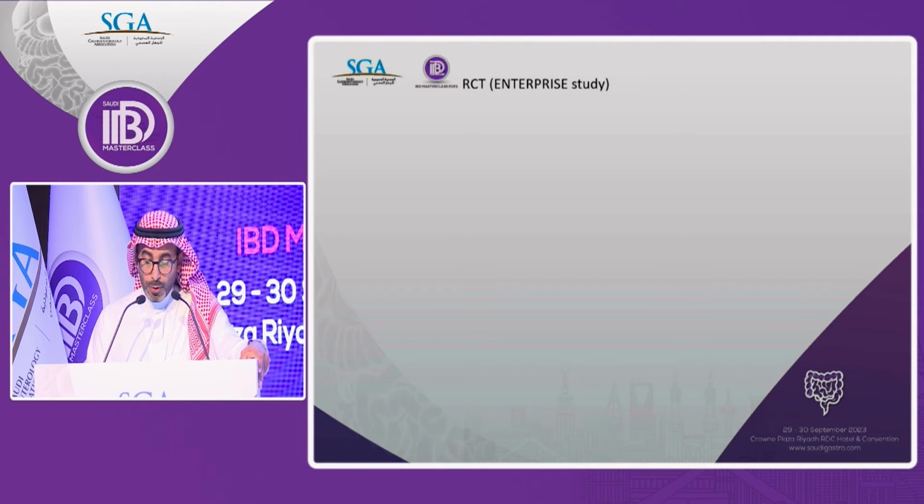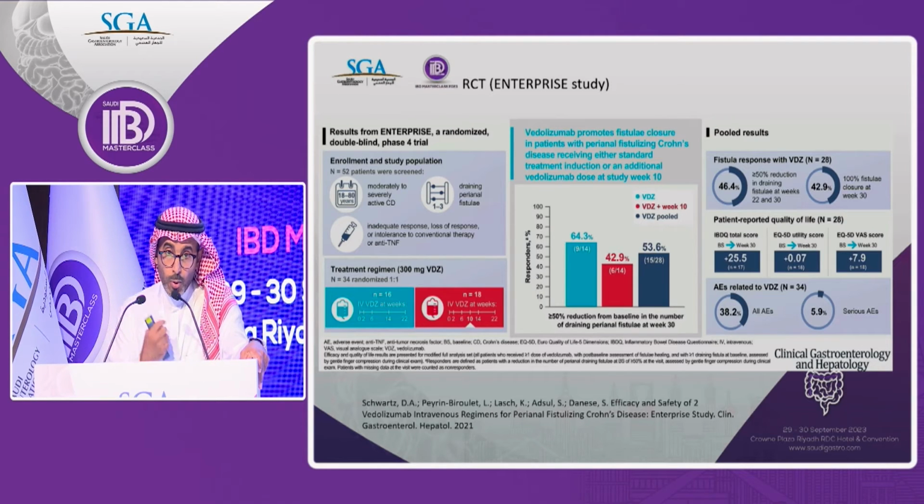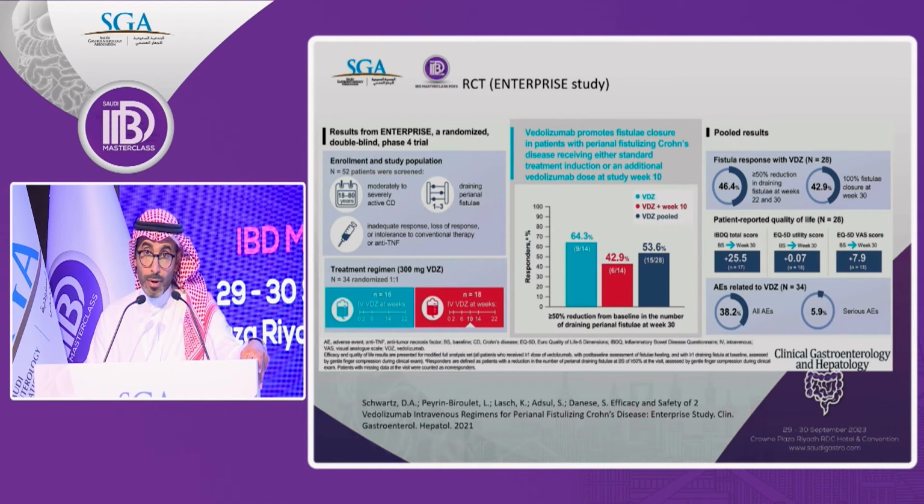We heard from Dr. Ahmed about the ENTERPRISE study, which is an RCT. It's a phase 4 double-blind randomized trial. Actually, if you look at the study, the primary endpoint was not fistula closure but comparing the two regimens. They compared giving an extra dose at week 10 or continuing the same standard regimen, 0 to 6, and then you continue, or 0 to 6 and then 10, and then you continue.